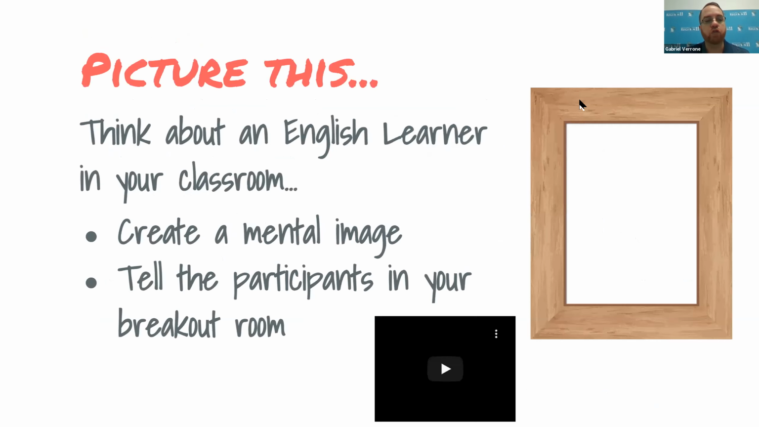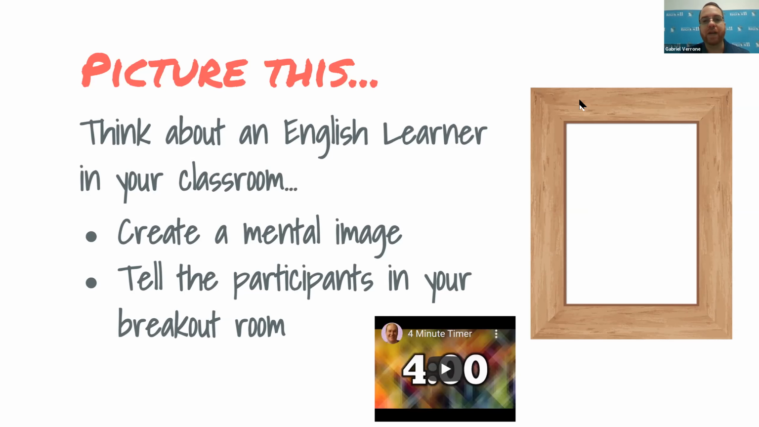So before we start, I want you to picture this. I want you to think about an English learner in your classroom or on your campus. And if you haven't had a lot of direct interaction in recent years because you're doing more of the coaching side, just think of an English learner that you have encountered at some point in your career. I want you to create a mental image of that learner, and then I'm going to put you in a couple of breakout rooms, and I'm going to give you 4 minutes, and I want you to tell the participants in your breakout room about that English learner. What makes that particular English learner stand out? And what do you remember about helping that child, or even if it's an adult learner?